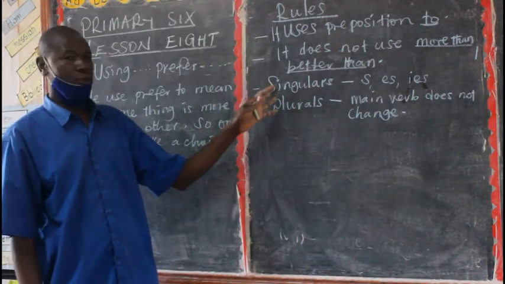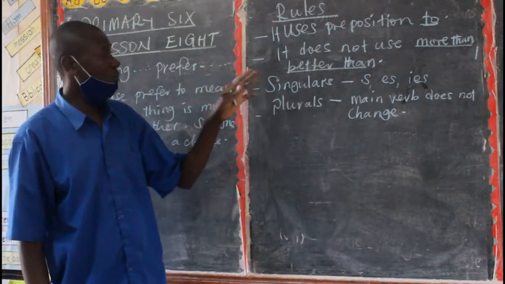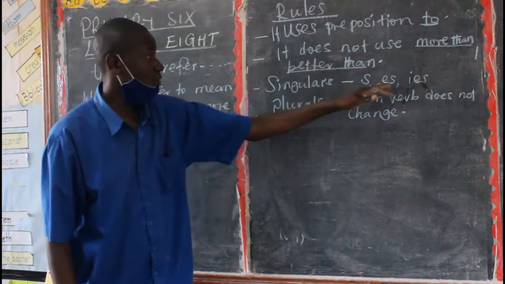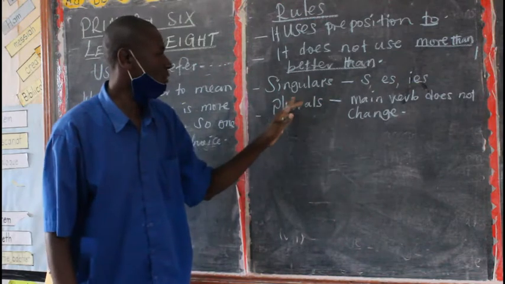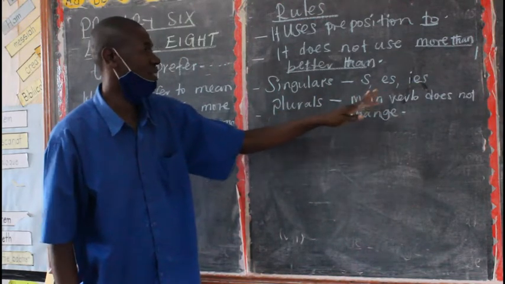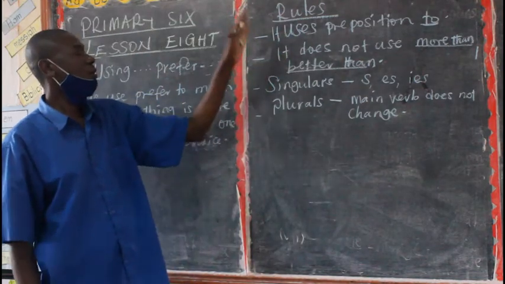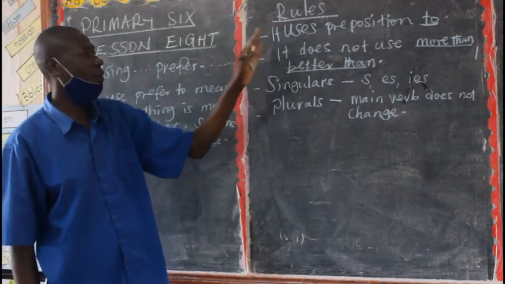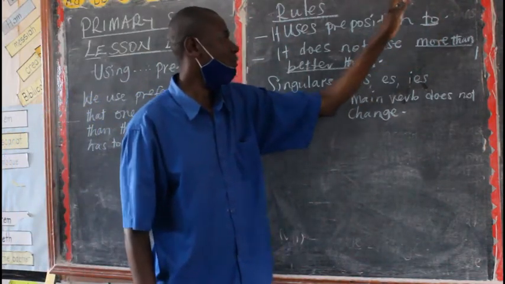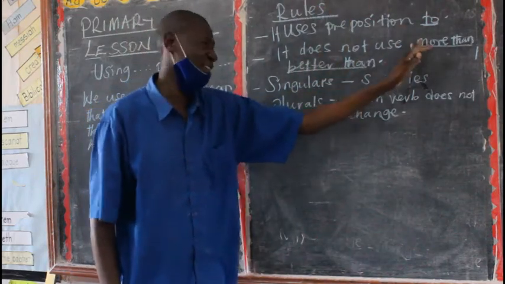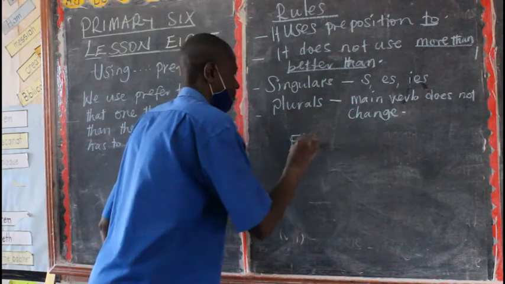I talked about this when we were looking at the present simple tense, where we talked about singular nouns and pronouns adding the letter S, ES or IES. Then the plurals do not add S. That means the main verb does not change. So these are the rules of joining sentences using the word prefer. Preposition to the first, and where you have used to, don't use more than and don't use better than. Look at these examples.